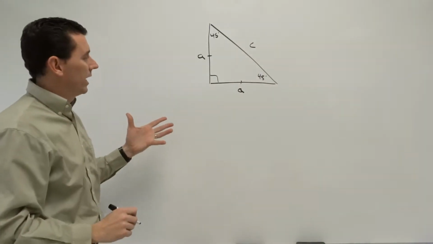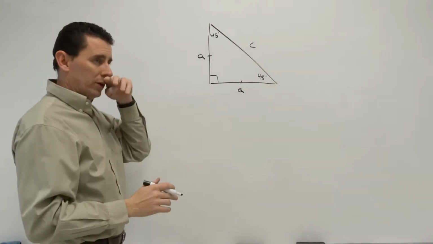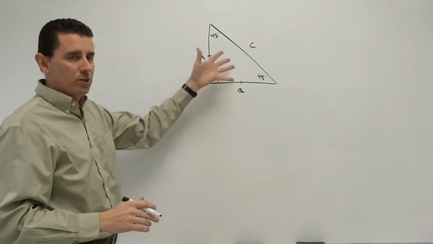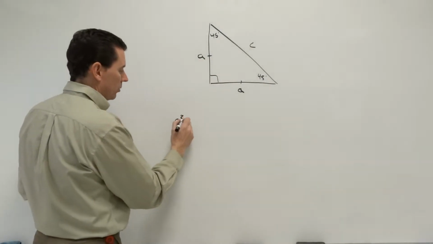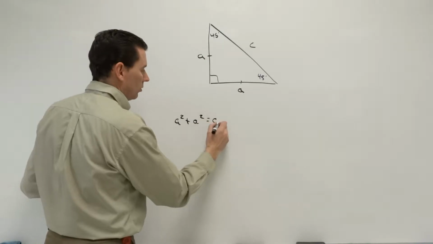So in this case, I could now come up with an equation using the Pythagorean theorem. A squared plus A squared has to equal C squared.